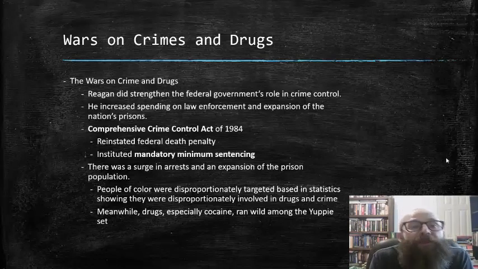As a result of these wars on crime and drugs, there was a surge in arrests and a huge expansion of the prison population. And of course, people of color were disproportionately targeted, based on statistics showing they were disproportionately involved in drugs and crime. However, meanwhile, drugs, especially cocaine, ran wild among the yuppie set with very little repercussions.